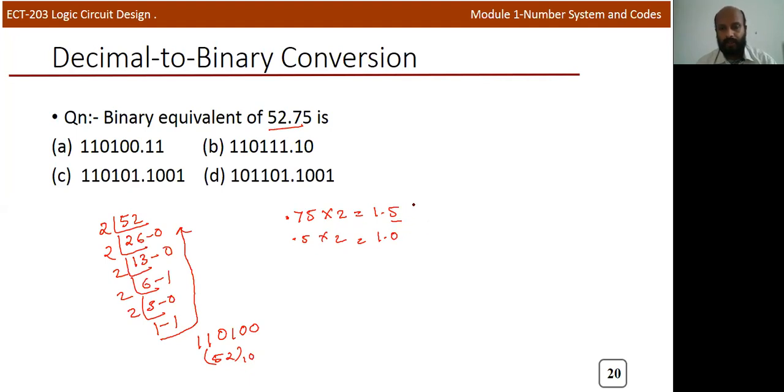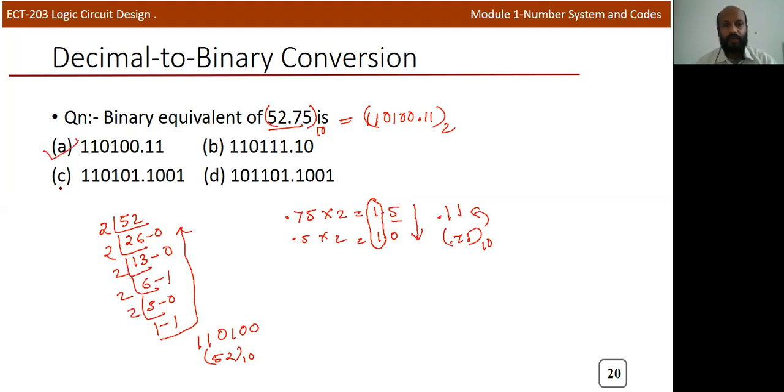Now we need to write in the reverse order. Reverse order means only we need to consider this carry portion. So we'll get 1, 1 after this point. So 0.75 in base 10 can be represented like this. So we can combine the result. The binary representation is 1, 1, 0, 1, 0, 0, 0.11. This is the binary representation. So answer will be A.